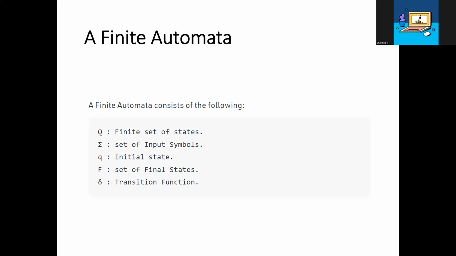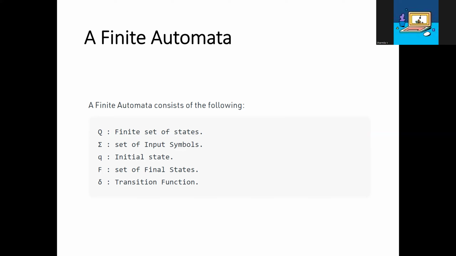So here the finite automata is a 5 tuple: Q, sigma, q0, F, del. Capital Q is a finite set of states, that is, a finite number of states. Sigma is the set of input symbols, the symbols we are giving in the grammar. Small q is the initial state, which is nothing but the start state. Capital F represents the final states of the automata.